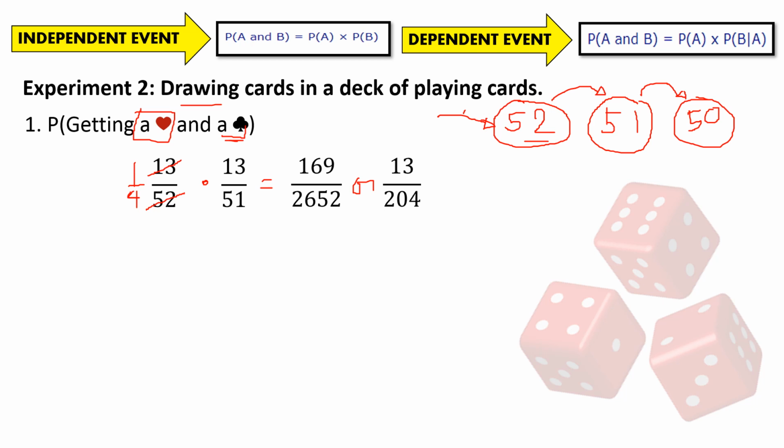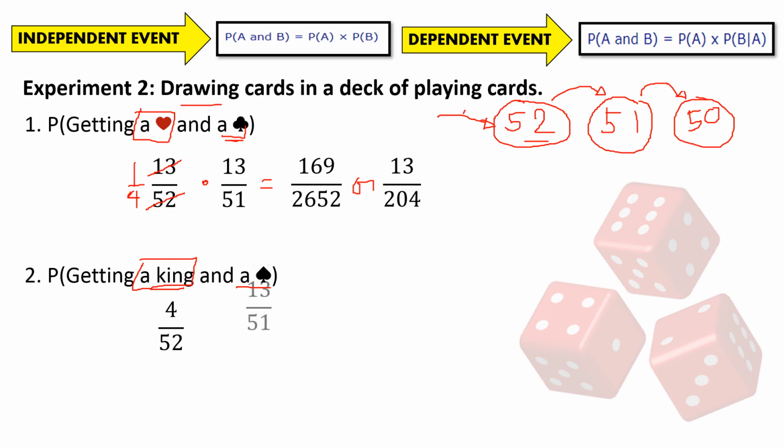Let's have probability number 2. Probability of getting a king and a spade. The number of kings that we have in a regular deck of cards is 4. So we have 4 over 52. Then again, before going to the next event, assume that you managed to get a single king, a single king only. So from 52, it will now become 51 only. And the number of spades that we have is 13, so we have 13 over 51 as the probability of the next event.